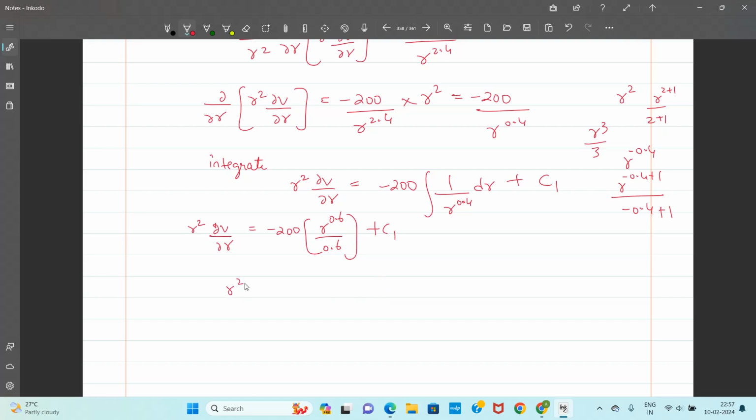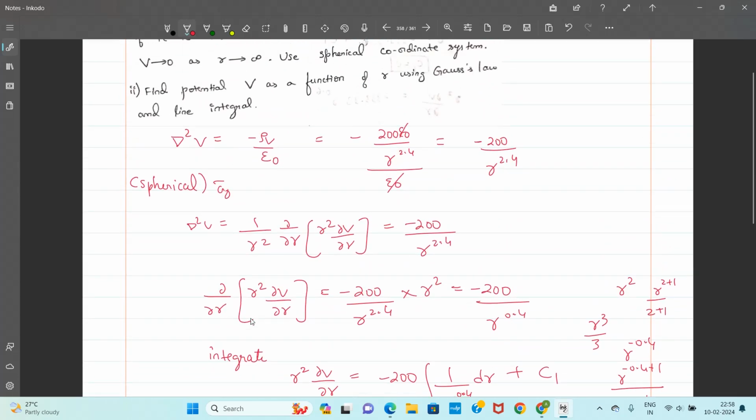Okay, so our further simplification can be done. I'll keep the dou V by dou r on this side. I'll take r square to the other side. And if I do this 200 by 0.6, I'll be getting minus 333.33. I'll keep this r square here only for now. Here it is r power 0.6 plus C1. I've just done 200 by 0.6, okay, that gives me minus 333.33.